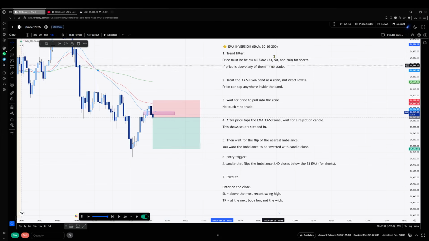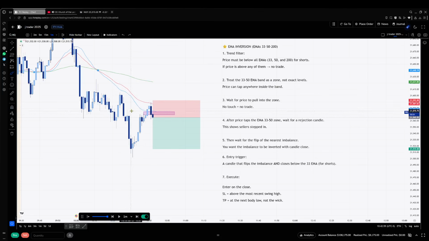So, EMA inversion model, we need three EMAs: 33, 50, and 200. Price must be below all EMAs for shorts. So we only take positions when we are below the EMA 33, right? For longs, obviously we are going to do the opposite, but for shorts we need to be below all EMAs, right? We are going to treat the 33 and 50, these two EMAs, as a zone, right?